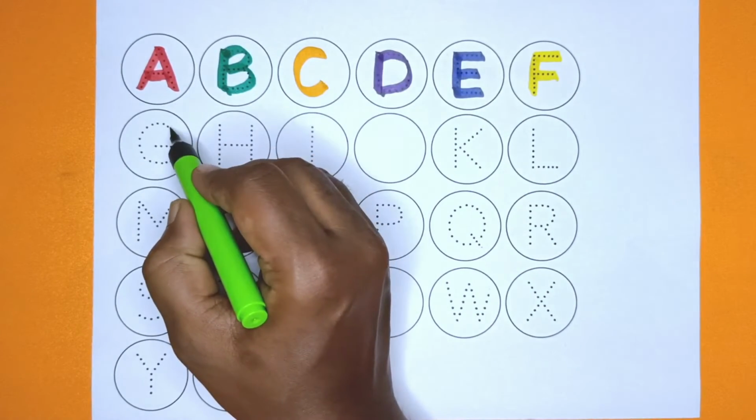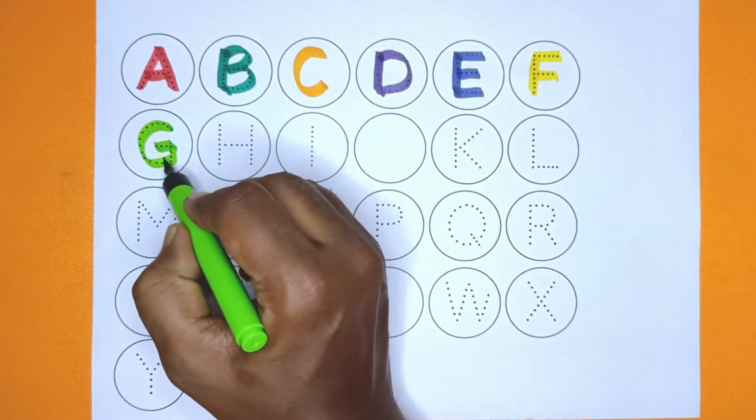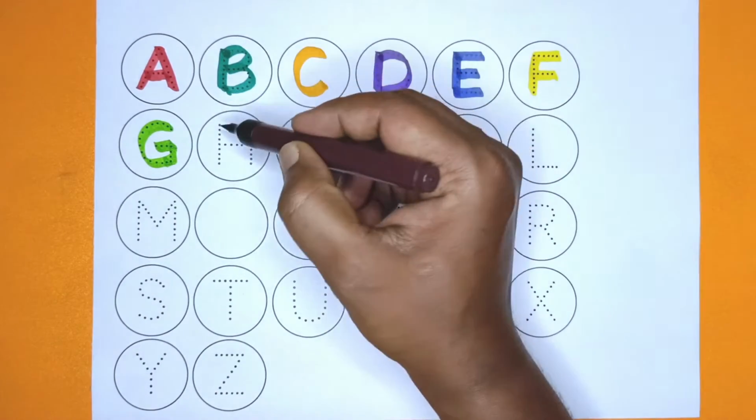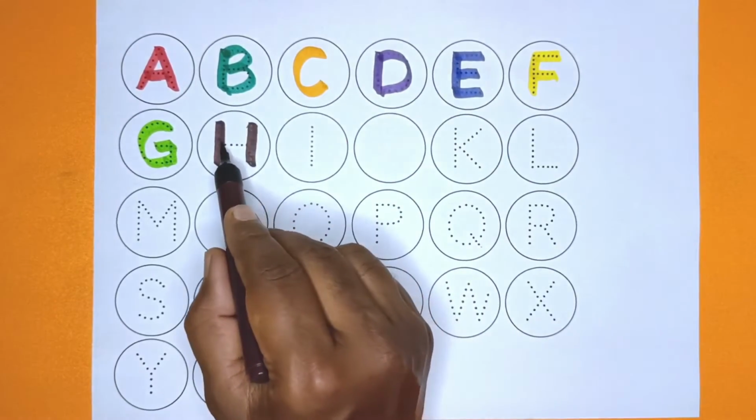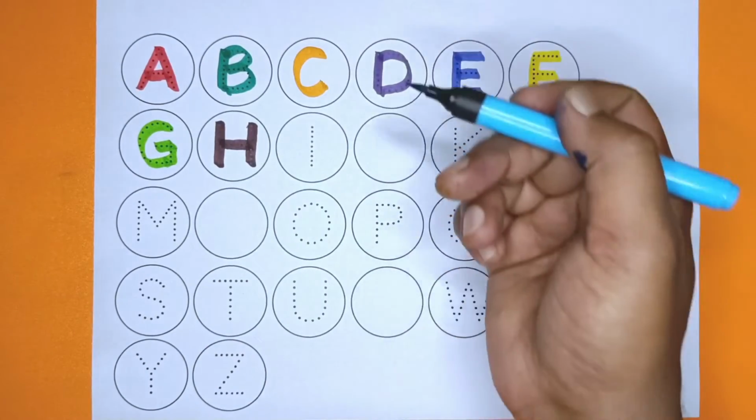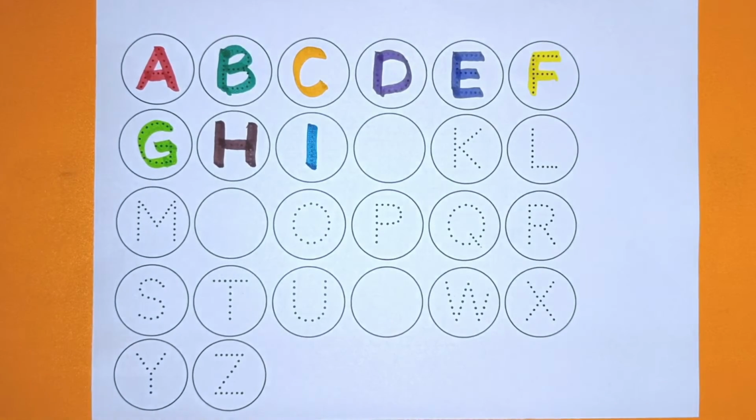Lime green color: G for grapes, G for grapes. Brown color: H for horse, H for horse. Sky blue color: I for ice cream, I for ice cream.